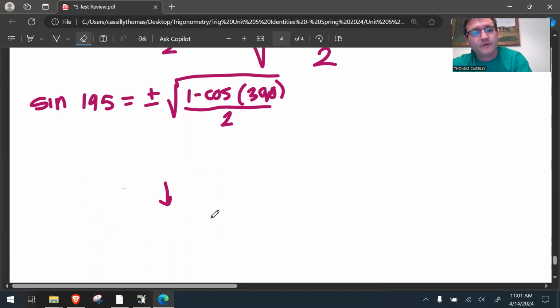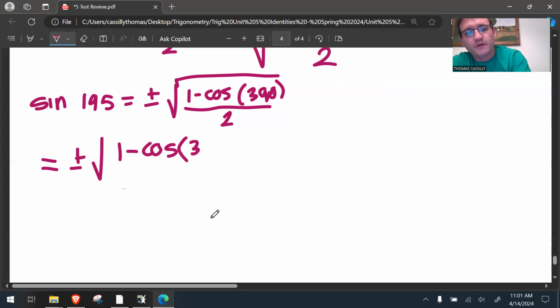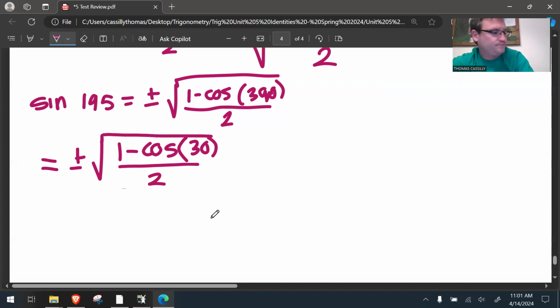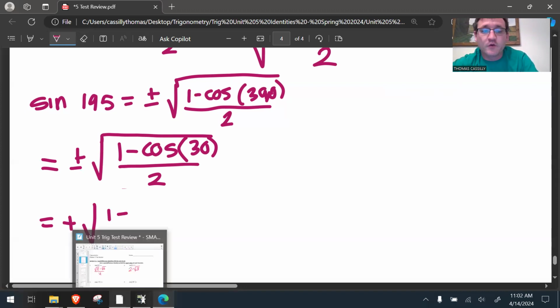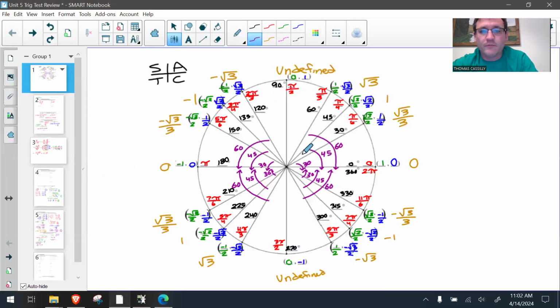All right, so let me get rid of all this. Cosine of 30. So this equals plus or minus the square root of 1 minus the cosine of 30 all over 2. All right. This is in quadrant 1. We said everything in quadrant 1 is positive, so this is going to be a positive value. And it's the square root of 1 minus, what is the cosine of 390, or the cosine of 30? Well, let's go back to our unit circle. Cosine of 30 is the square root of 3 over 2.